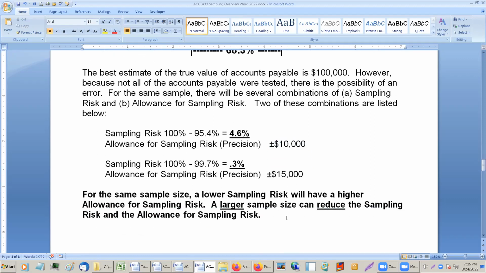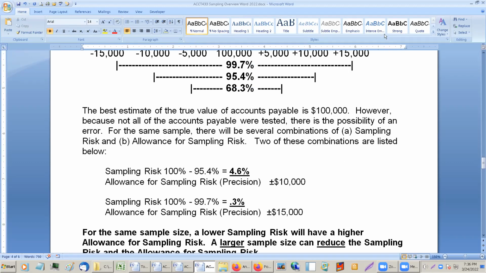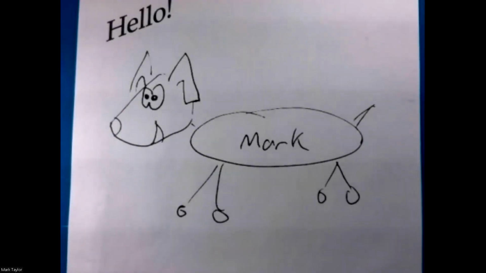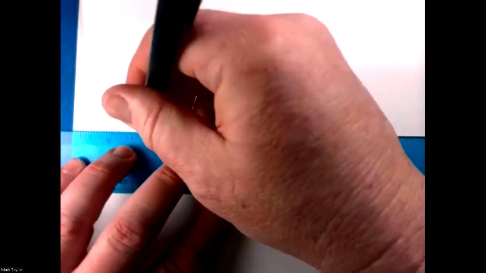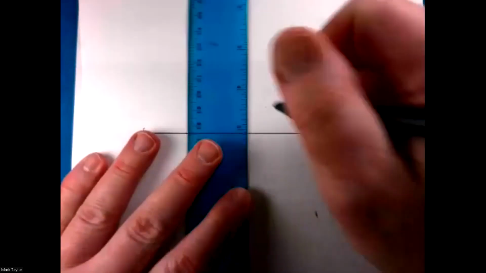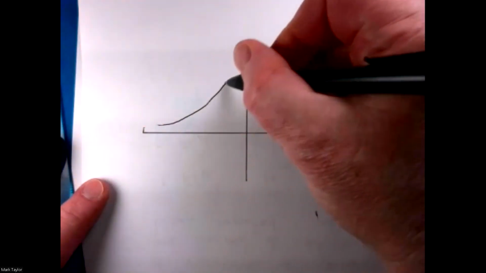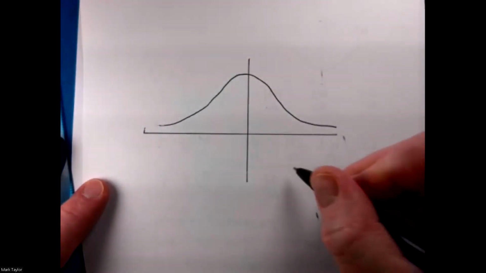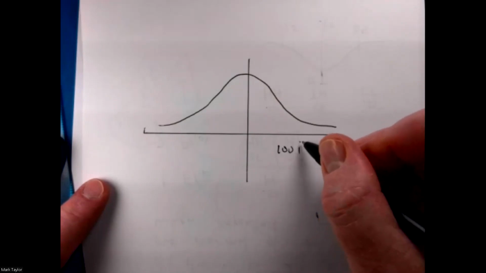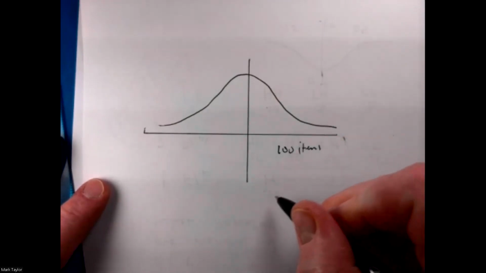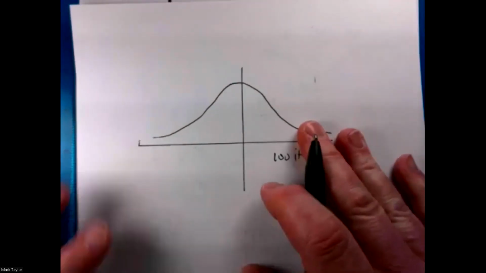A larger sample size can reduce the sampling risk. As you get a bigger sample, it's sort of like this. If you pick, say, 100 items, it might look like this. You're going to be more sure if you pick, say, 200 items, it would kind of look like this.